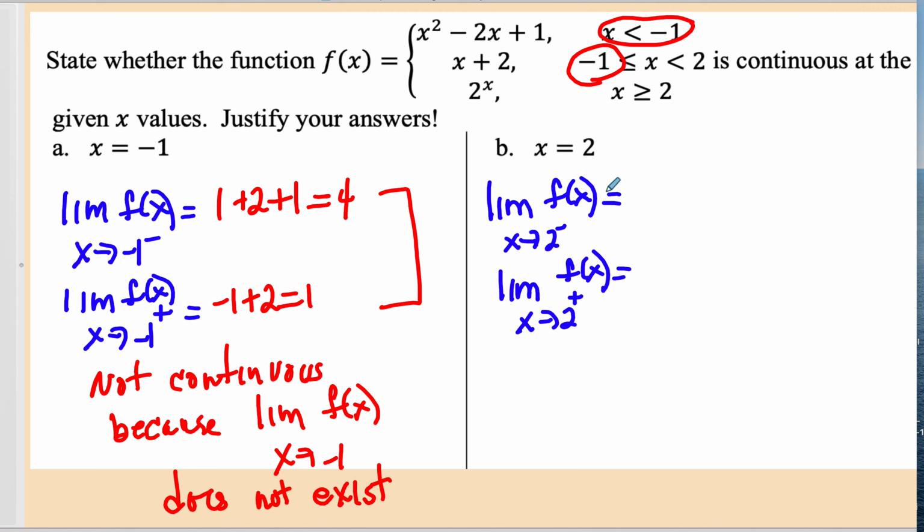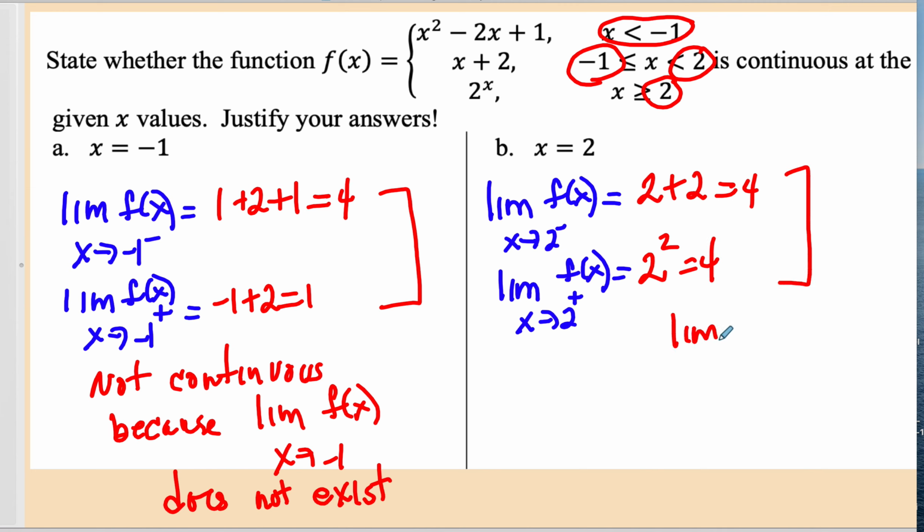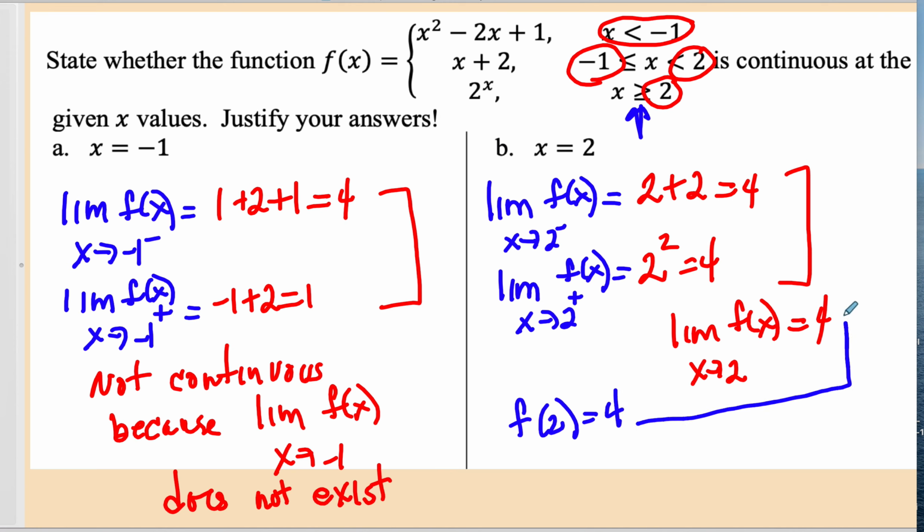All right, let's take a look at what happens at 2. At 2 on the left-hand side, this will be 2 plus 2, which is 4. And then let's apply the right-hand side. So then this will be 2 to the second, which is 4. And this tells me I do have a limit. So this limit as x approaches 2 of f of x is equal to 4. Now we have one more thing we've got to consider, and that's f of 2. Now f of 2 means right here, the equal sign right here, that means I have to use this rule, and that'll be equal to 4. Notice that the value and the limit exist, so yes, this is continuous.